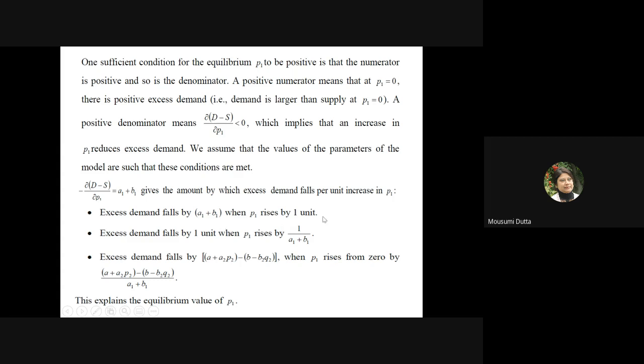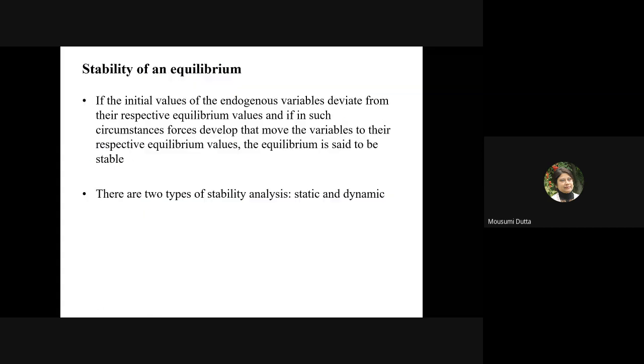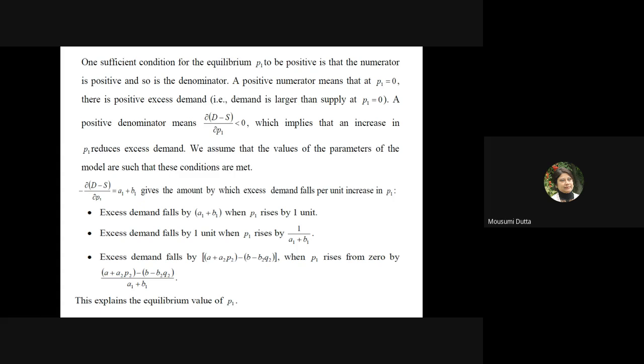So we will start with the 0 price and we will measure the excess demand at that price. Then price is increasing 1 unit. Or, from the alternative direction, excess demand falls by 1 unit if price rises by this unit, and total excess demand we measured was given by this amount at 0 price. So to eliminate this excess demand, that is, excess demand reduces by this amount when P1 rises from 0 by the amount (A plus A2P2 minus B minus B2Q2) divided by (A1 plus B1). Therefore, this is nothing but the equilibrium price. Actually, the equilibrium price has been determined following this principle. So, uniqueness, existence, this part is over.